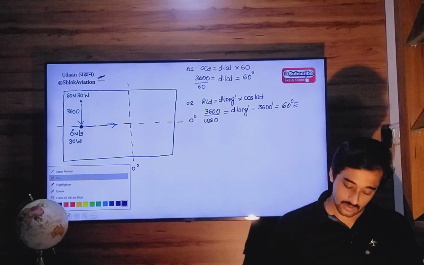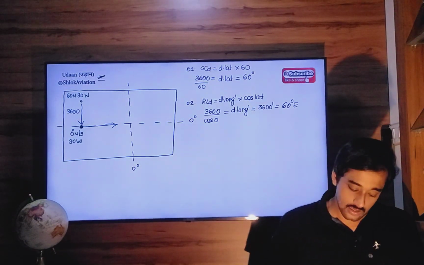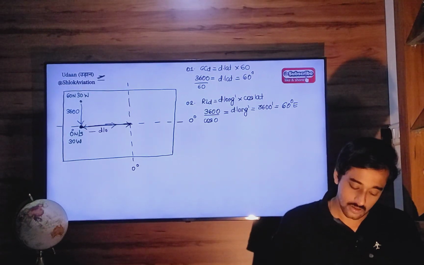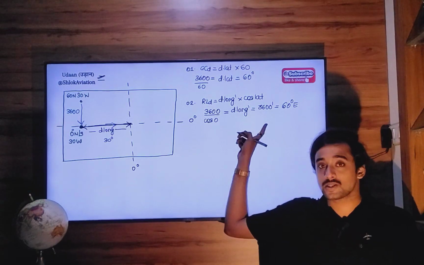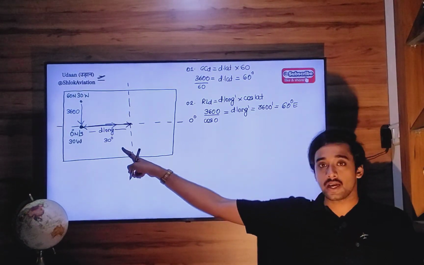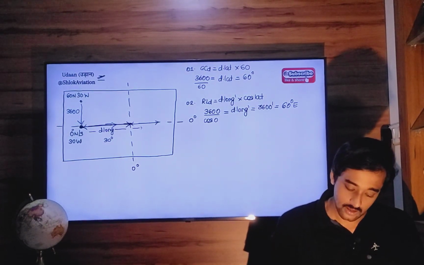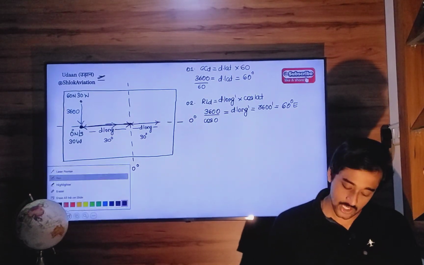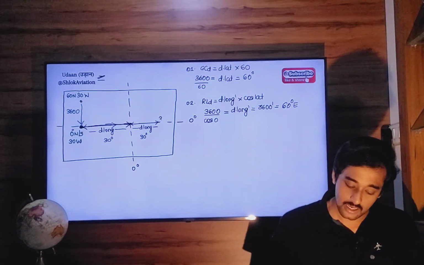Now, the difference between 30 west and 0 degree is 30 degrees. The total d long that we have got is equal to 60 degrees. So we have covered 30 degrees. Another 30 degrees will be covered in the eastern hemisphere. So your destination will be the equator and the longitude will be 30 degrees east.